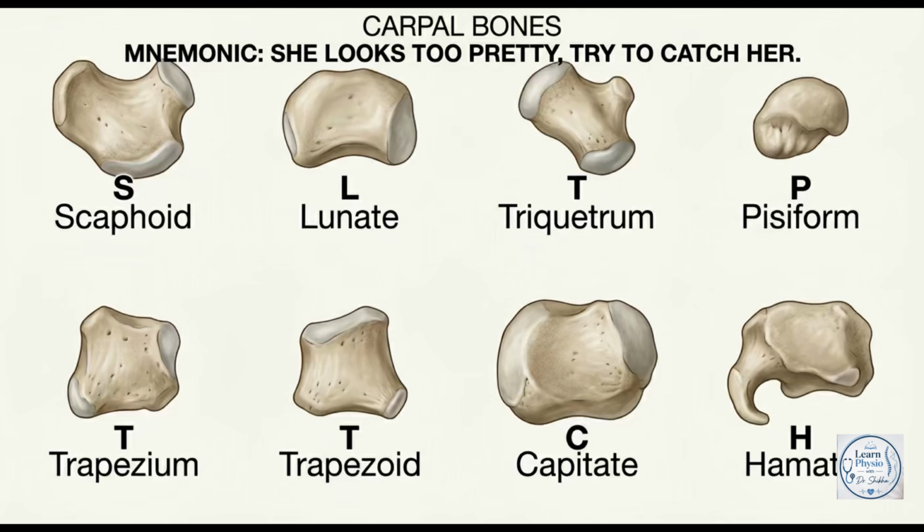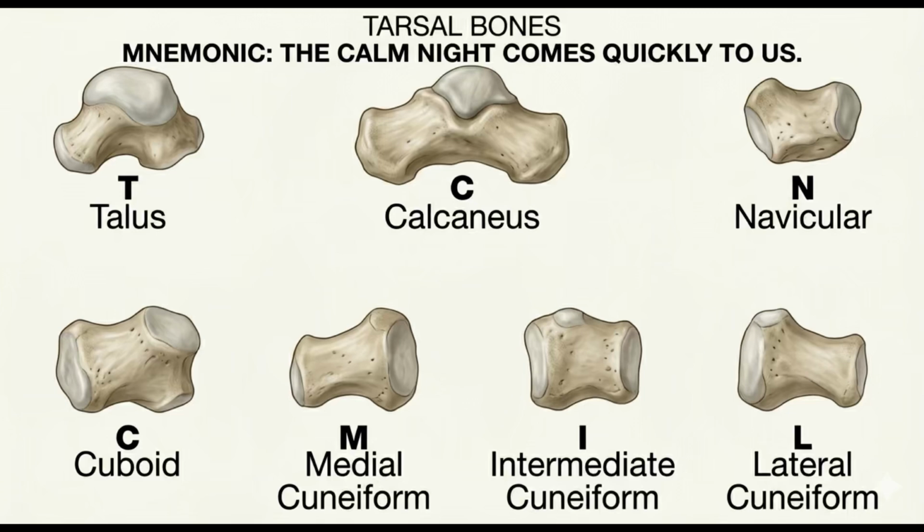And there is 14 tarsal, 7 and 7 on each ankle or foot. The first is talus, calcaneum, navicular, cuboid, medial cuneiform, intermediate cuneiform, and lateral cuneiform.